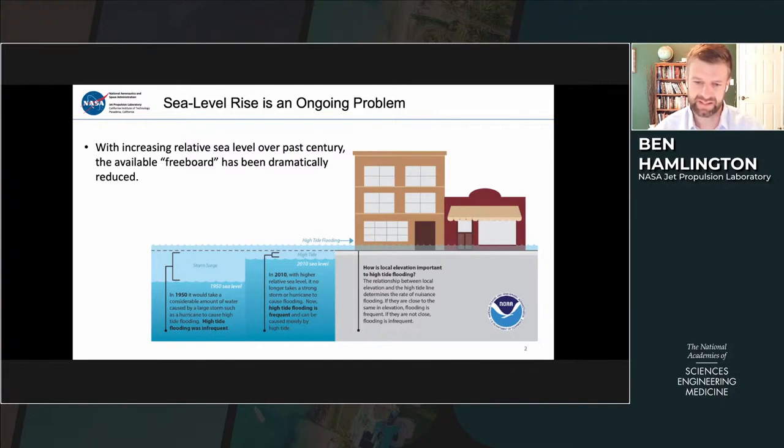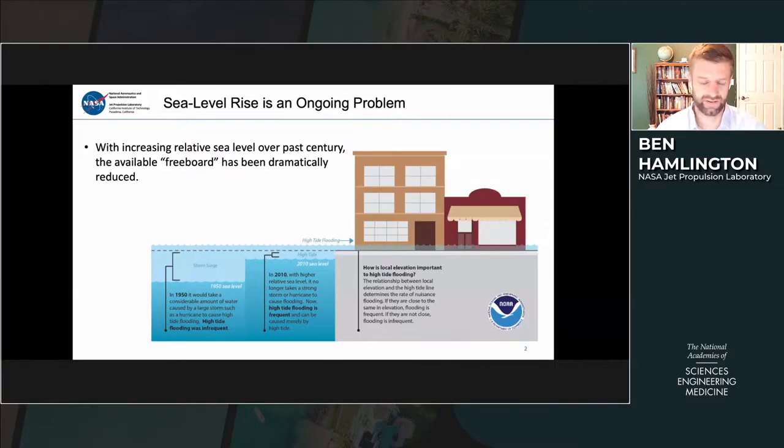And it really highlights the issue that we have now versus what we saw decades ago. So with increasing relative sea level rise over the last century, we've had a decrease in the available freeboard. So freeboard is really the safety gap between where high tide typically occurs and where flooding conditions happen in these coastal communities. So coastal communities were established with this freeboard in mind. They knew where high tide typically is, and they knew that they could build their infrastructure safely above high tide so you wouldn't experience flooding on regular time periods.